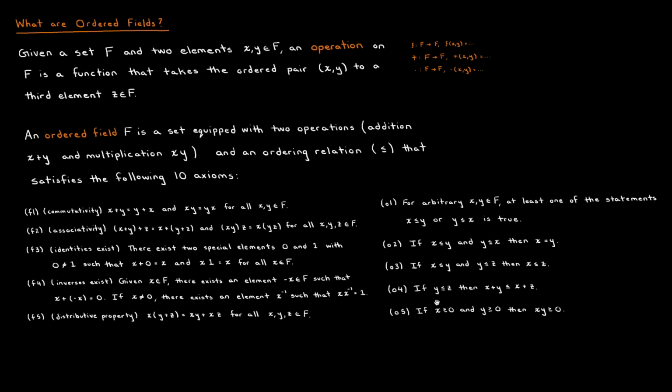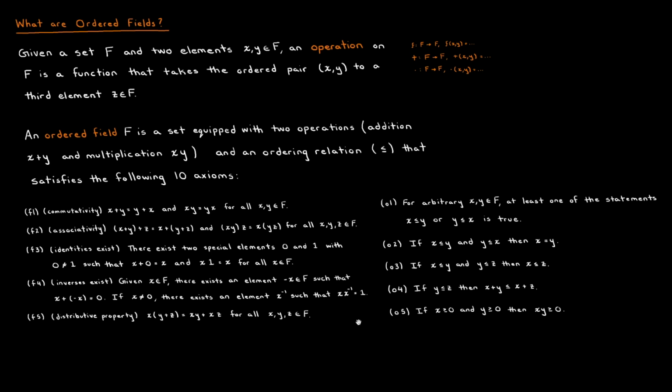The next ordering axiom says that if y is less than or equal to z, then if I add x to both sides of this inequality, the inequality will still be preserved. This axiom is very helpful for manipulating inequalities. If you're given some inequality, you should be able to add the same number on both sides, and the inequality should still be preserved. And finally, the last ordering axiom is that if x is non-negative and y is non-negative, then their product is also non-negative.